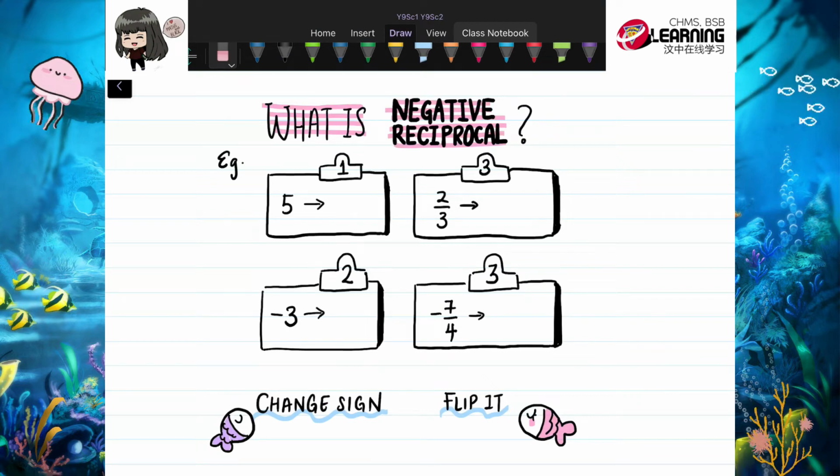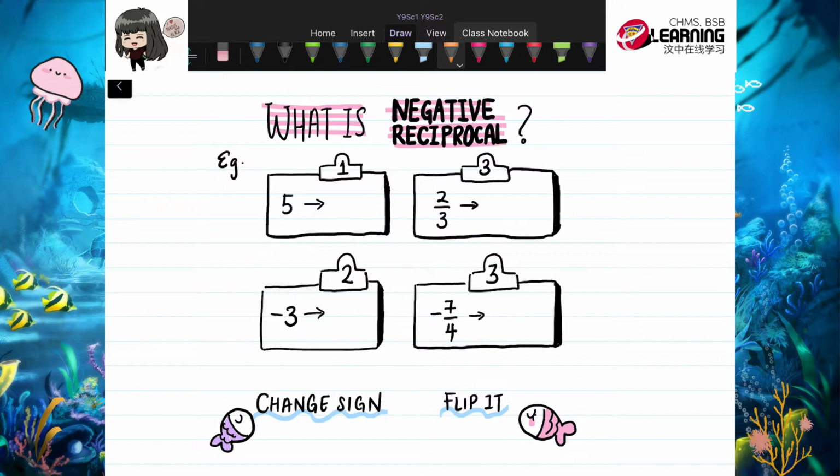Okay, so now what is negative reciprocal? Apa tu negative reciprocal? You look at the first one. If a number is 5, then we can say the negative reciprocal for this 5 is... you look at these two fishes here. One says change sign, the other one says flip it. So whenever we have negative reciprocal, what we do is we change sign, we flip it. We change sign and we flip it.